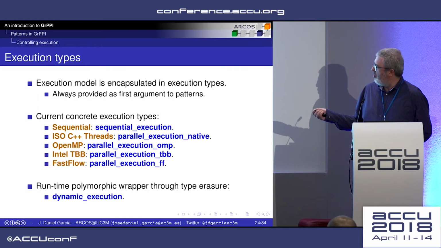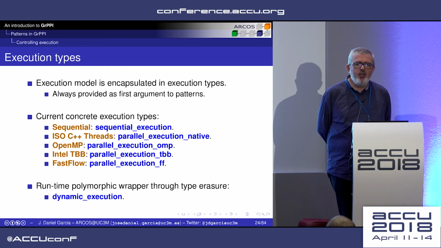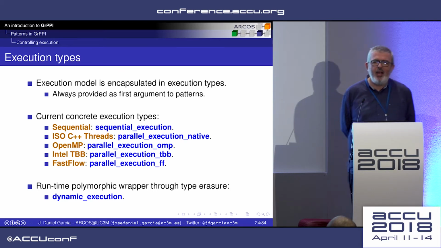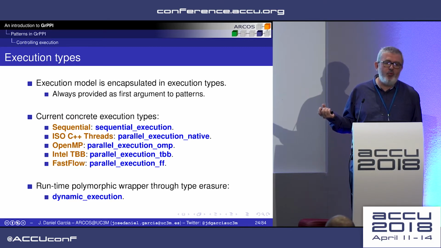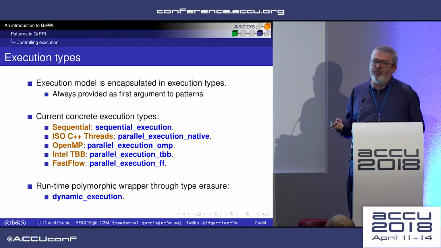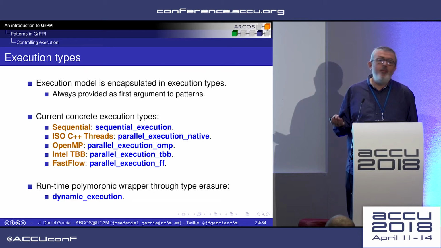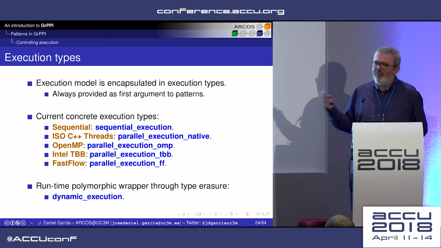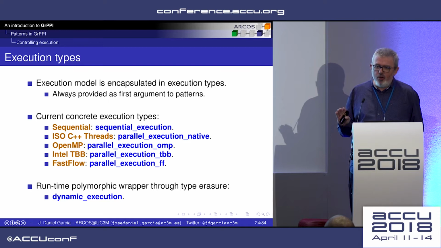We have the sequential execution. We have an implementation that we call native, and is basically implemented in terms of the ISO C++ threads. And the idea is that probably if you have OpenMP in your platform, OpenMP will perform better. If you have Intel TBB in your platform, probably it may also perform better. But if you are in a platform where you do not have available any of them, still you can run in parallel with the only requirement that your platform has a C++14 compliant compiler.